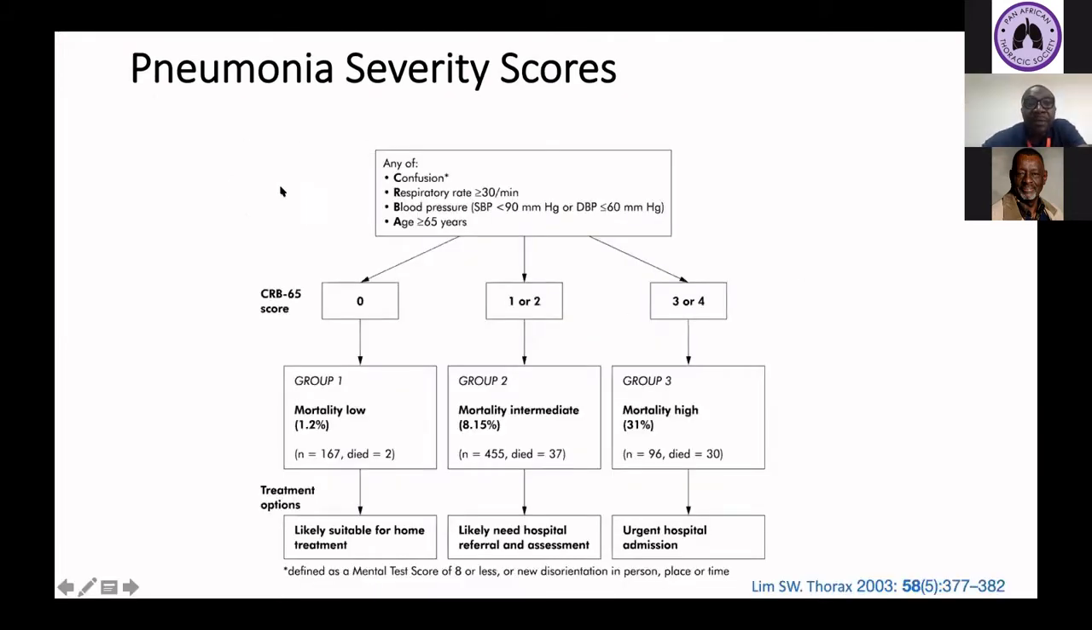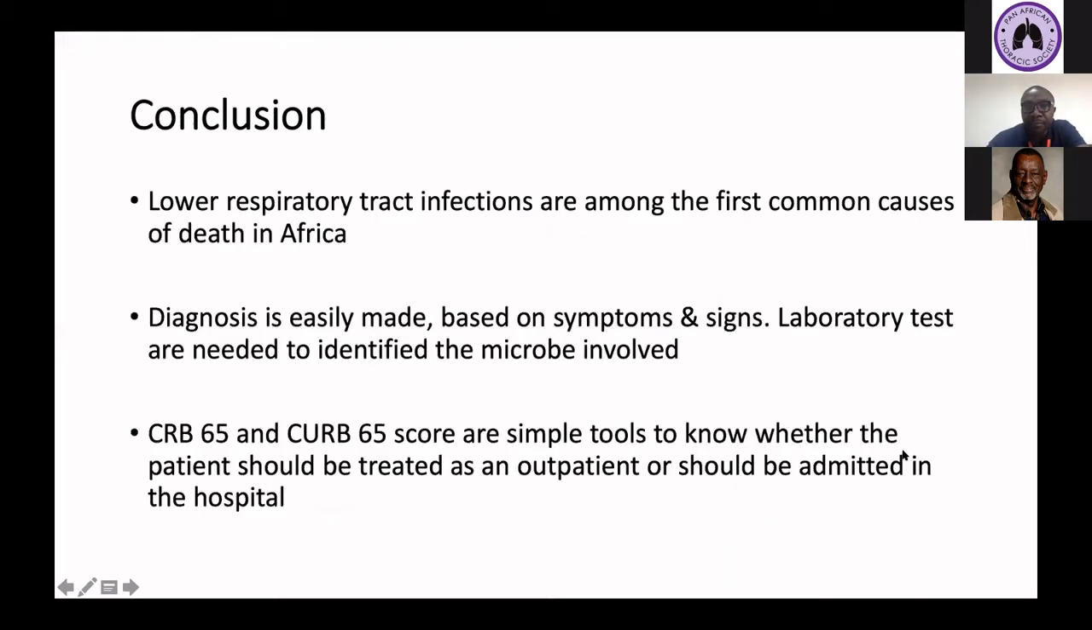The CRB-65 score is easier than the previous one because here we don't need urea. We can practice it in all settings in Africa. We have 3 categories of score: 0, where we can treat the patient at home; 1 or 2, where the patient is likely to need hospital assessment. When the score is 3 or more, it is for urgent admission.